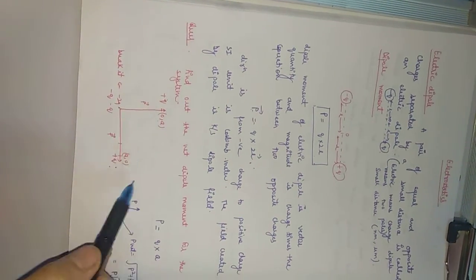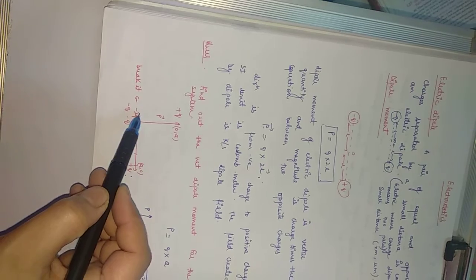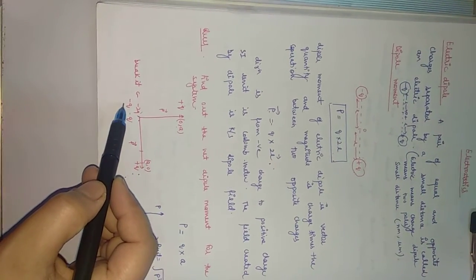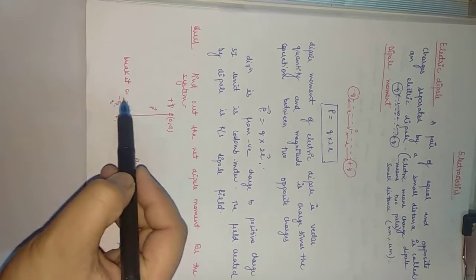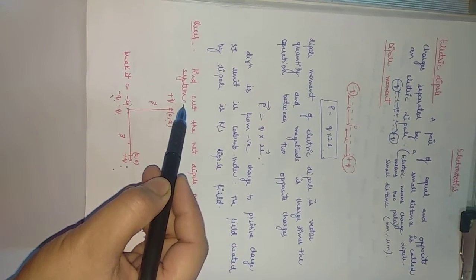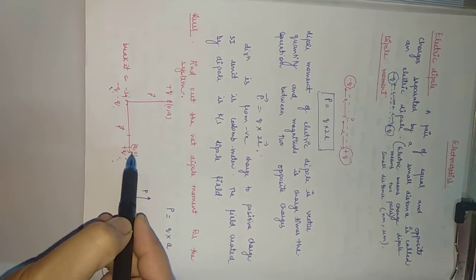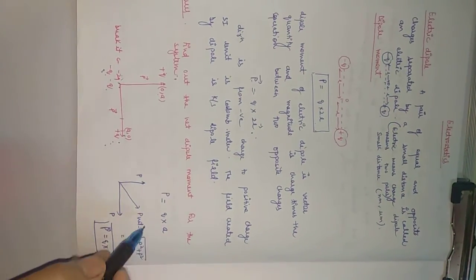Can you see the dipole here? No. Do one thing. Just break this minus 2q charge. When you break this, we can write it in the form minus q and minus q. This minus q and this plus q will form one dipole, and this other minus q and this other plus q will form another dipole. Now, what is the magnitude of one dipole moment?